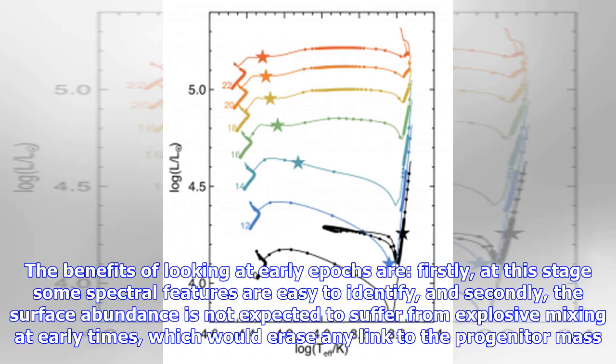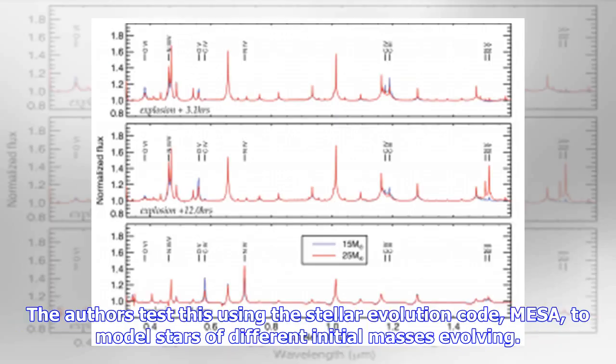The benefits of looking at early epochs are, firstly, that at this stage some spectral features are easy to identify, and secondly, that the surface abundance is not expected to suffer from explosive mixing at early times, which would erase any link to the progenitor mass. The authors test this using the stellar evolution code MESA to model stars of different initial masses evolving.